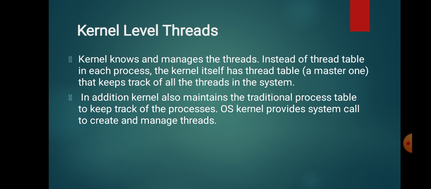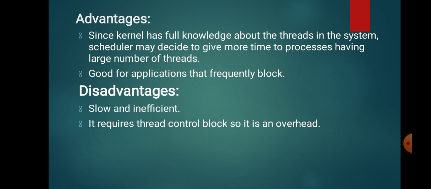The advantage of kernel level threads is that they are good for applications that frequently block, because whenever a thread blocks, we need to switch from one thread to another. What is the disadvantage of kernel threads? It is slow and inefficient, and it requires a thread control block, which is an extra overhead.